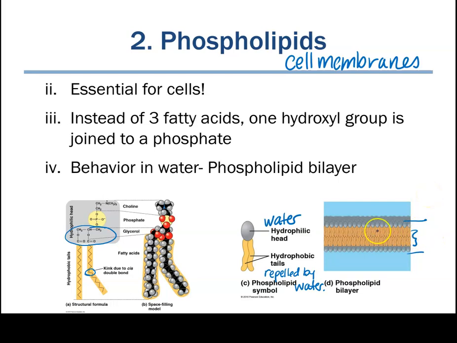Now, this is important because it's going to create a barrier for the outside of our cells. It's basically going to allow us to have cells that separate internal and external environments. So we're going to come back to these and talk about them in a couple of chapters.